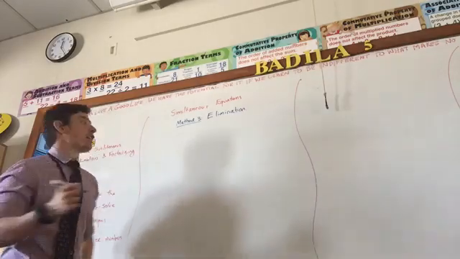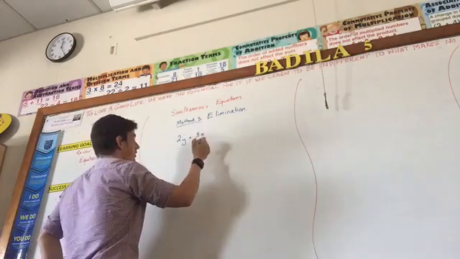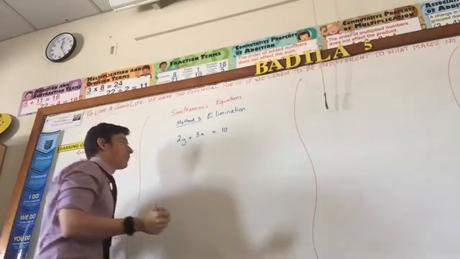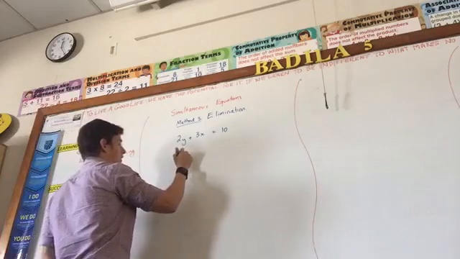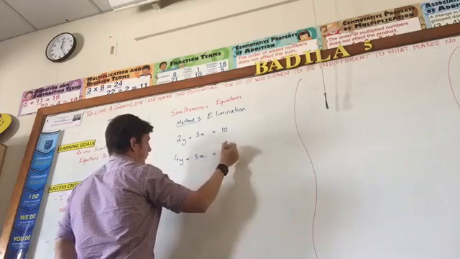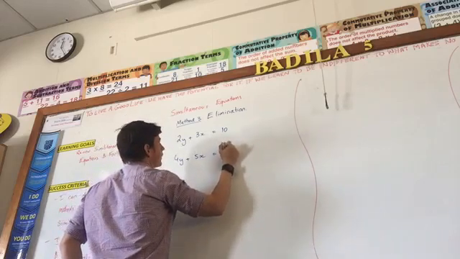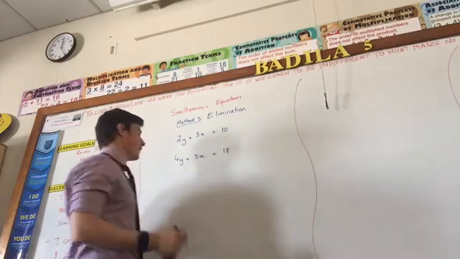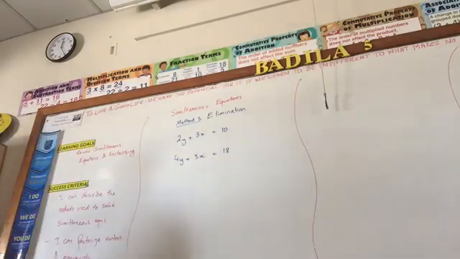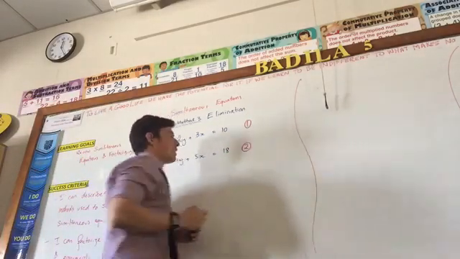Okay? So if I gave you the sum 2y plus 3x equals 10, and 4y plus 5x equals 18. Let's say I had those as my equations. So I've got equation 1 and equation 2. So write this down.